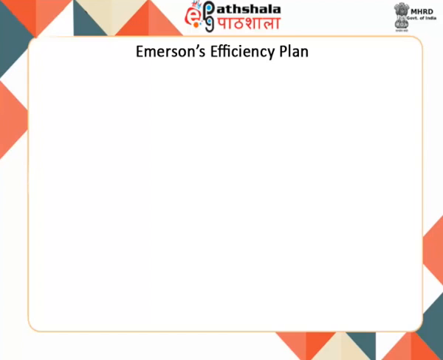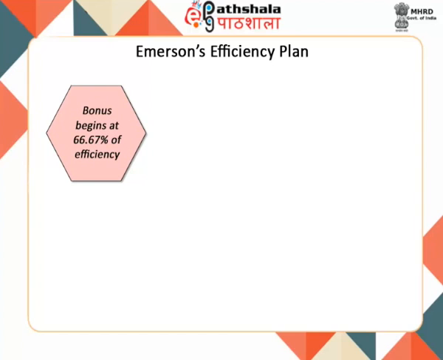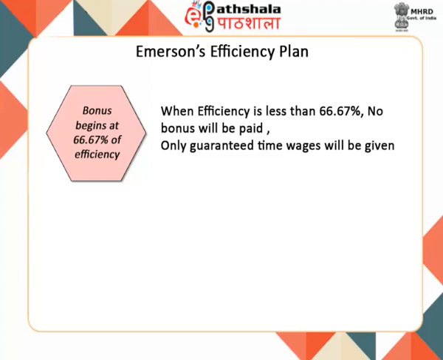Emerson's efficiency plan. The special feature of this plan is that bonus begins at 66.67% efficiency level, which is within the reach of many workers. Bonus is related to the efficiency level, where efficiency level is calculated as actual output in standard time divided by standard output. When efficiency is less than 66.67%, no bonus will be paid, only guaranteed time wages will be given.